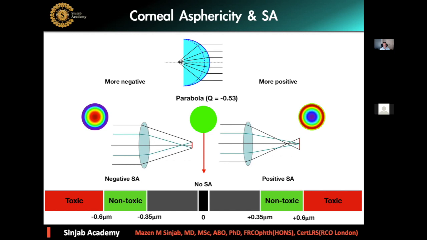The normal one, or let's say the usual one, which is below plus 0.35 or below minus 0.35, okay? And the non-toxic up to 0.6 in both directions, and the toxic, which is above 0.6 in both directions, all right? Please put this in mind because it has a correspondence to the depth of focus and contrast sensitivity.